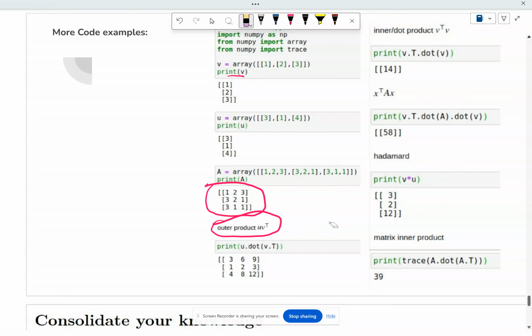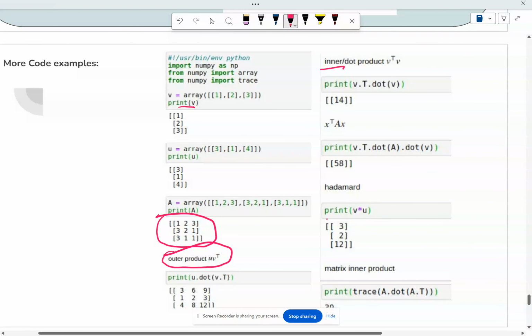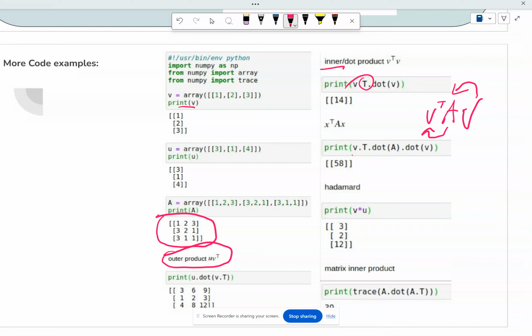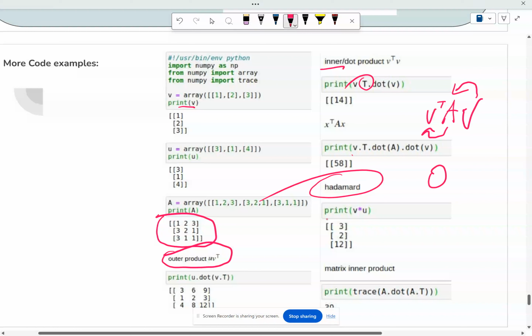Outside, outer product. We can also do the inner product, where the transpose is inside. And then you can also do more complicated ones like v transpose A v. So this is multiplied by a matrix and then multiplied by a vector. Yes, you can multiply a matrix by a vector and a vector by a matrix. Or you can do a Hadamard product. The Hadamard product, remember, was this symbol. In Python, it's simply a star. You write a star and that does the job. Here's an example of a trace. This right here gives you the trace.